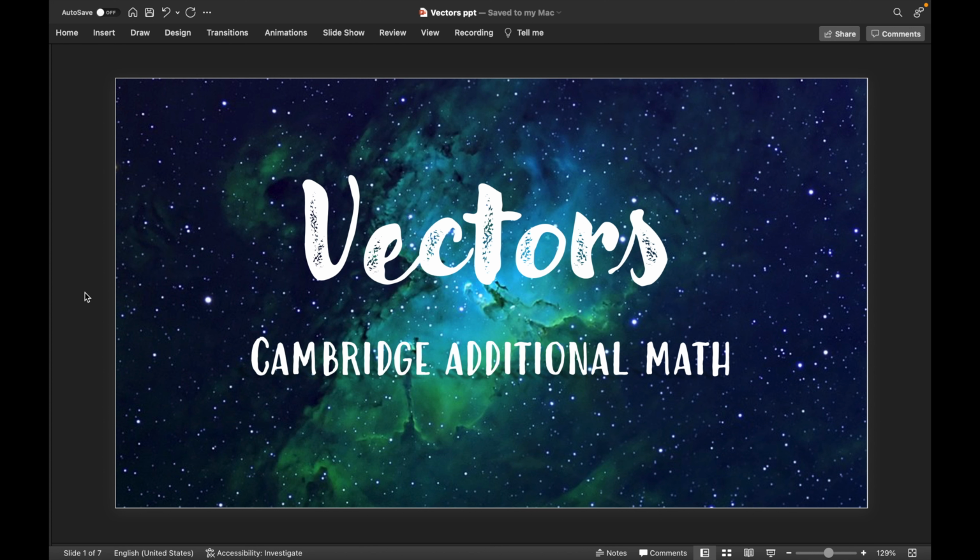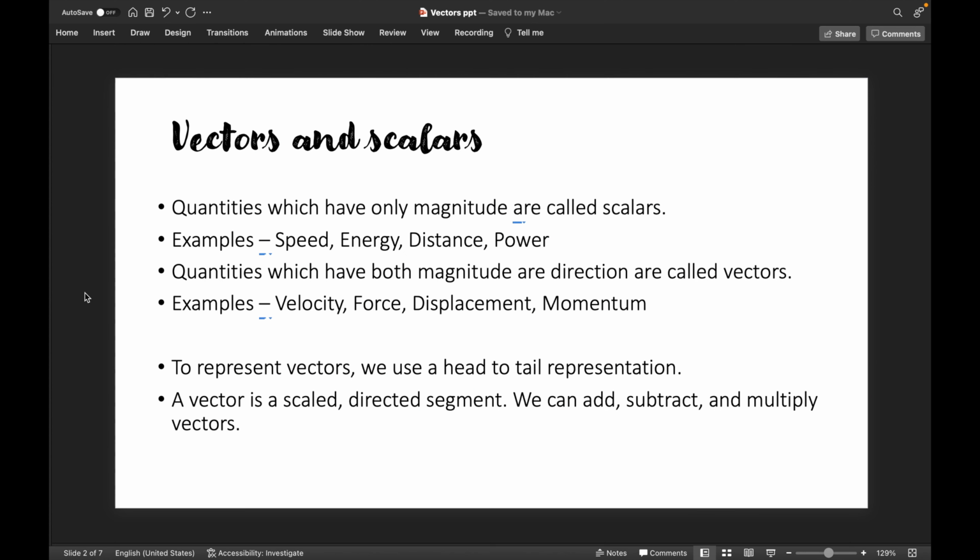In this one, we're going to be looking at vectors. First, we're going to discuss vectors and scalars. You might have learned this in either physics or math, and let's get into it. Quantities which have only magnitude are called scalars. They only have a number associated with it, and it does not matter whether it's positive or negative. Examples of these would be speed, energy, distance, and power.